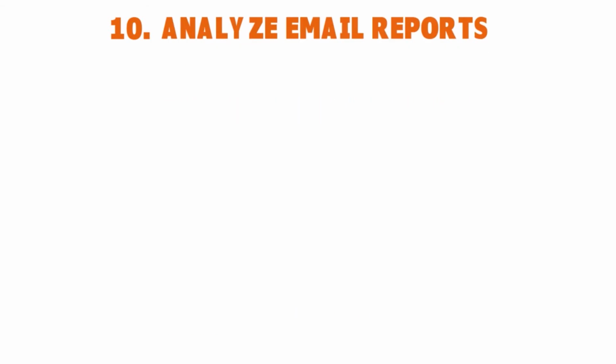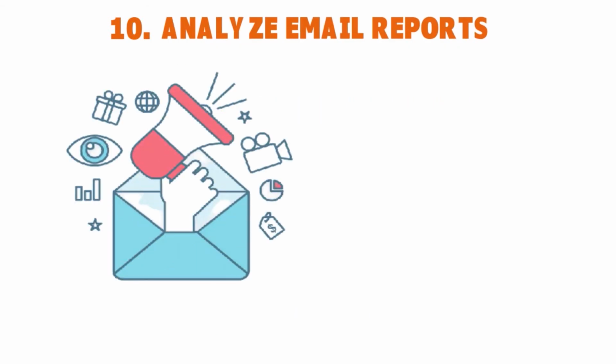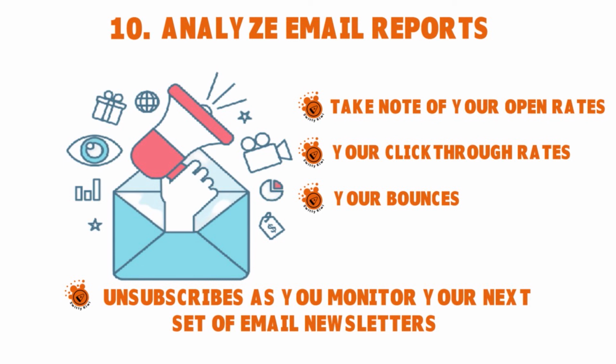Number 10, this is the last tip here. You want to analyze email reports. Paying attention to your email campaign reports can help you plan future email campaigns. Take notes of your open rates, your click-through rates, your bounces, and the unsubscribes as you monitor your next set of email newsletters. Understanding those metrics will help you avoid repeating mistakes. This is kind of important.